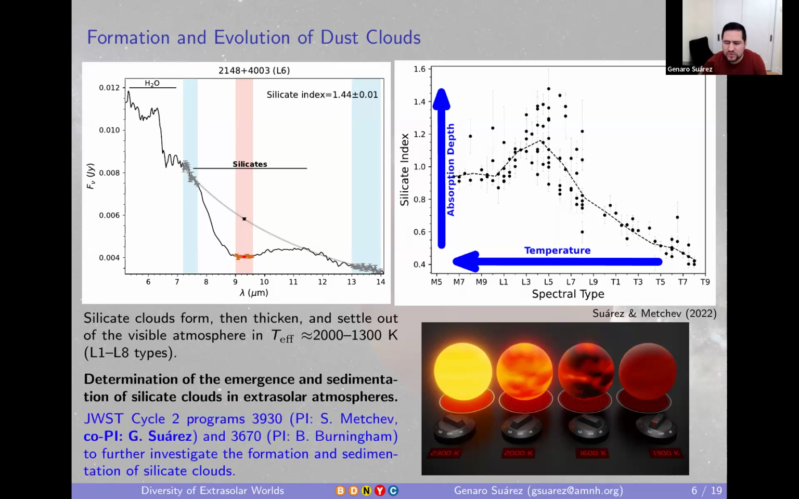We have two James Webb programs to further explore the formation and evolution of silicate clouds. We have obtained mid-infrared spectra for more than 30 objects, and we are now analyzing the data to explore this formation in more detail.